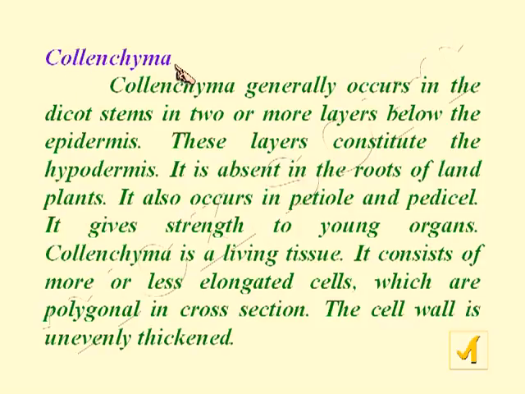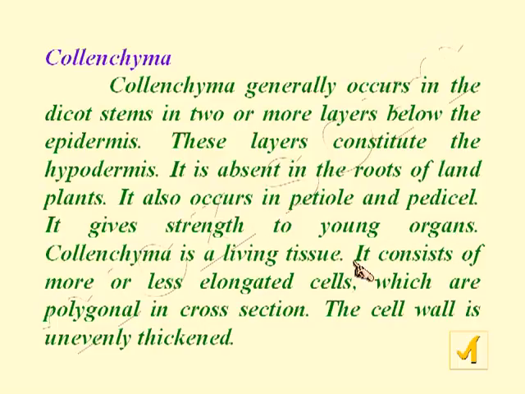Collenchyma. This is next to the parenchyma, collenchyma tissue. This is also a simple tissue. Collenchyma generally occurs in the dicot stem in two or more layers below the epidermis. These layers constitute the hypodermis. It is absent in the roots of land plants. It also occurs in petioles and pedicels. It gives strength to young organs.